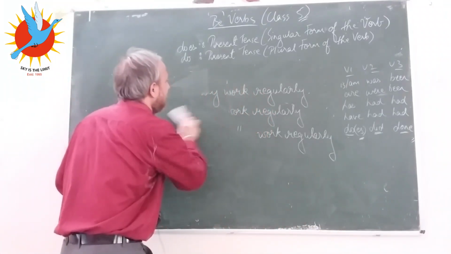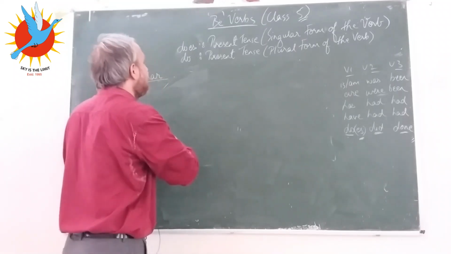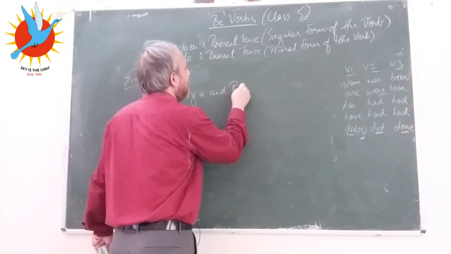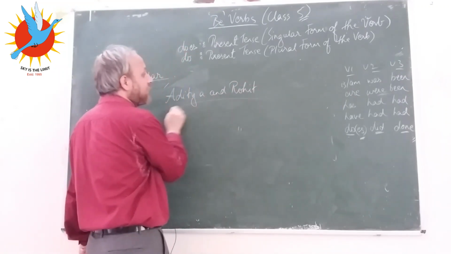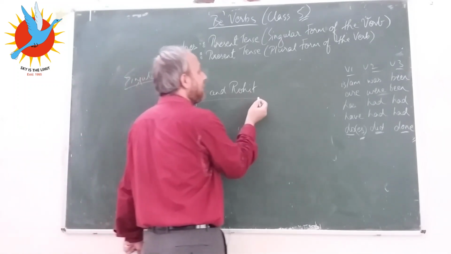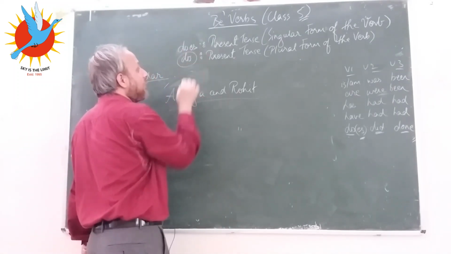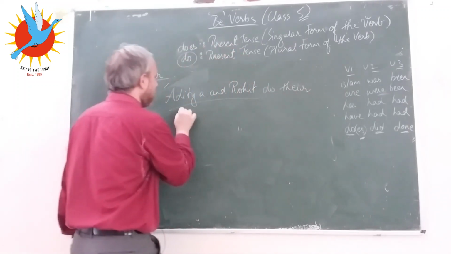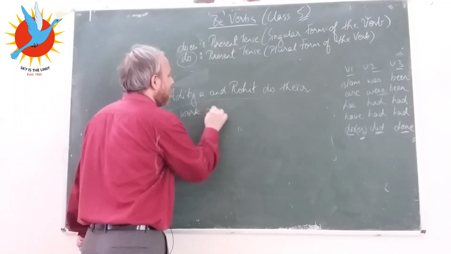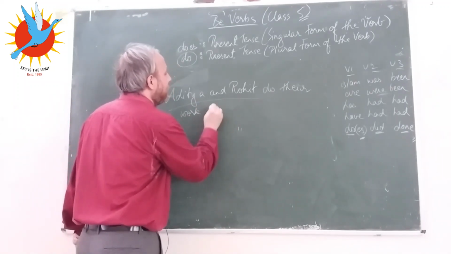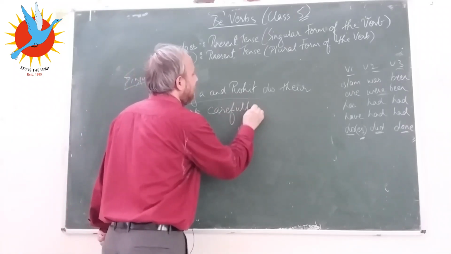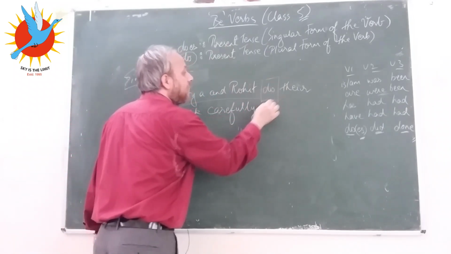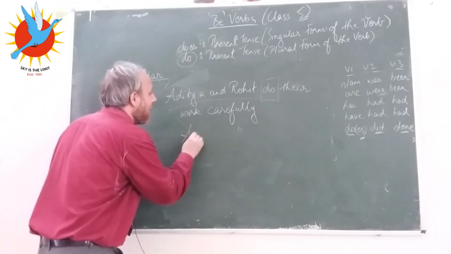Okay, so let's say, and I'll talk about do and does. So let's say Aditya and Rohit. Okay, so now the subject out here is plural. So that's why I have to use now the plural form of the verb. Aditya and Rohit do their work properly, or let's say carefully. Because the subject out here is plural, that's why I've used the plural form of the verb. So do remember that.